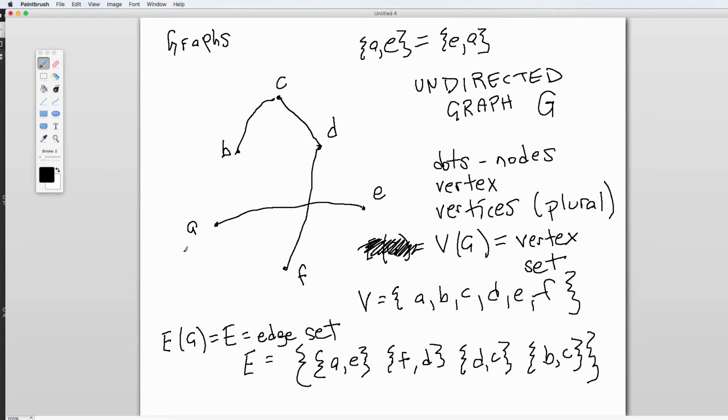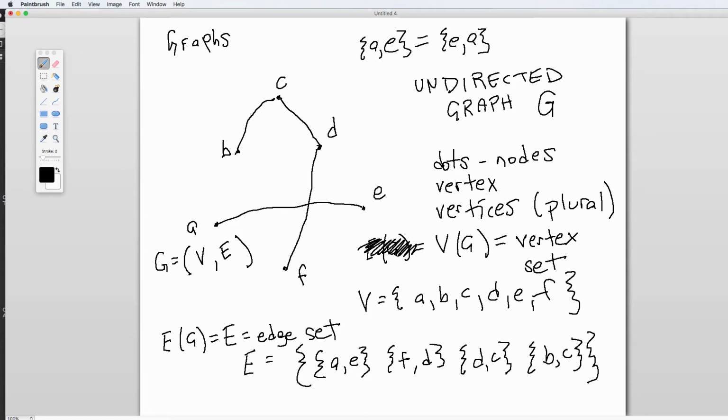So when we're defining undirected graphs, very frequently in the literature, you'll see that a graph G is equal to, and they'll use ordered pair notation here, V and E, where V is your vertex set, which looks just like this over here, and E is your edge set, which looks just like this over here. And what's important here is this is what's called an undirected graph.